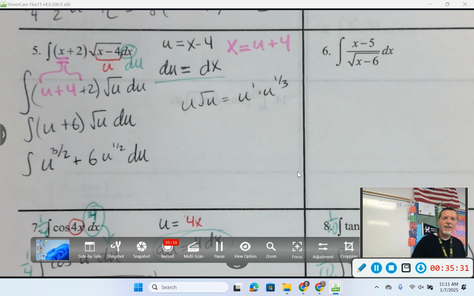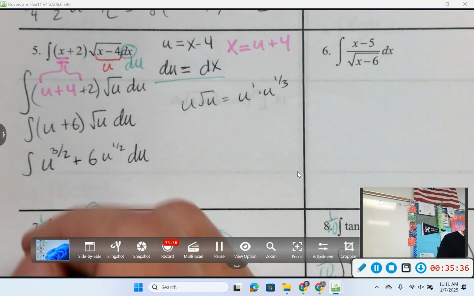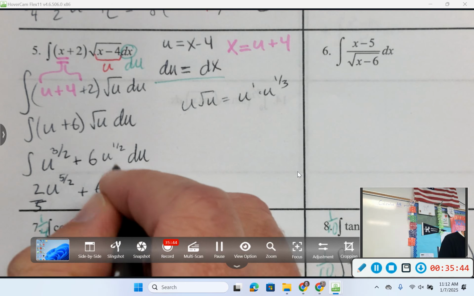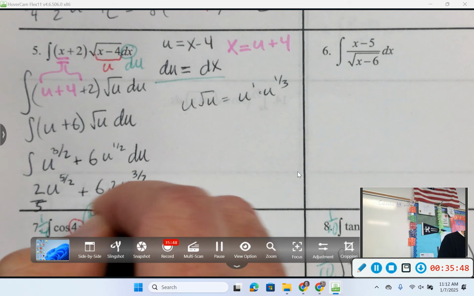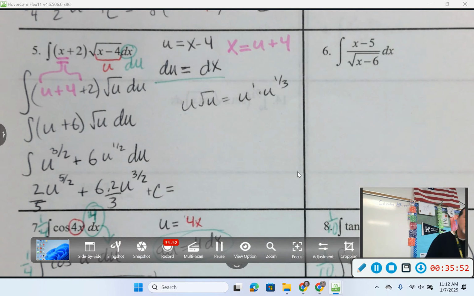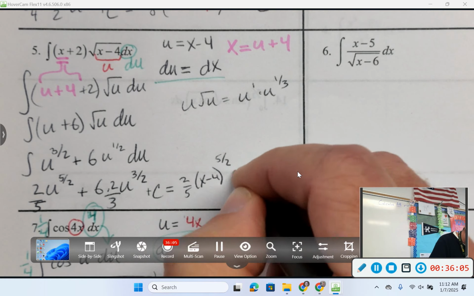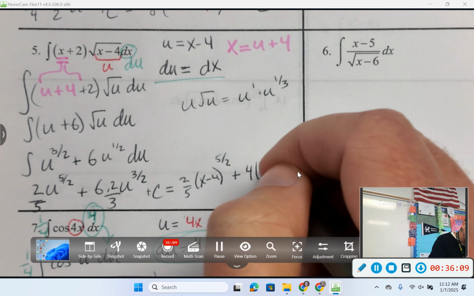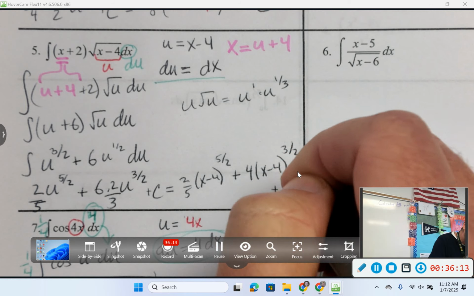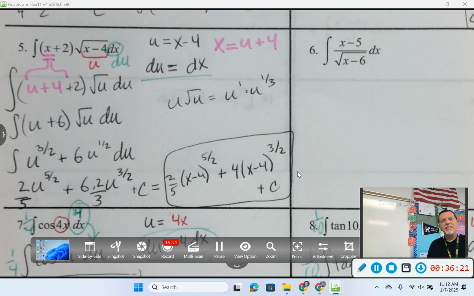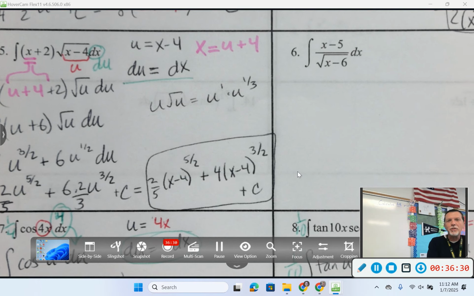Now I've got things I can take antiderivatives of. Increase the power by 1, that would be 5/2, and then 2/5 up front. Increase the power by 1, that'd be 3/2, and a 2/3 out front, plus c. But I'm not done, I gotta put that x stuff back in there. So 2/5 x minus 4 to the 5/2 plus 12 divided by 3 is 4, x minus 4 to the 3/2 plus c. That's like that extra level where you have to use that reverse double back substitution thing from number 5.